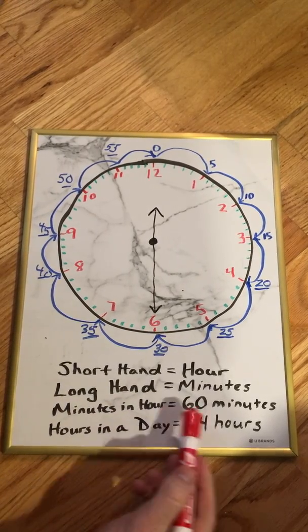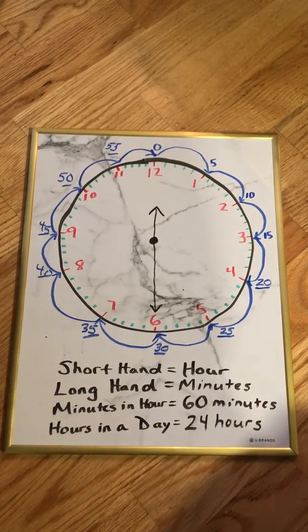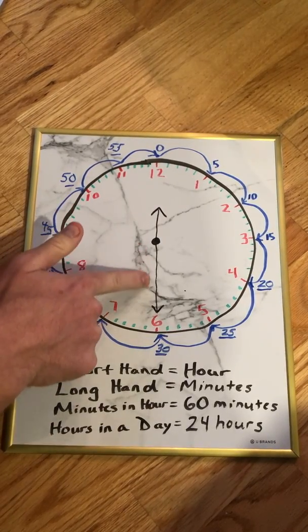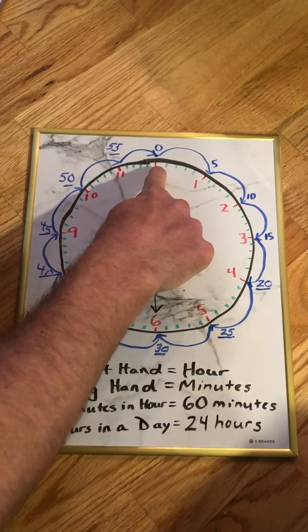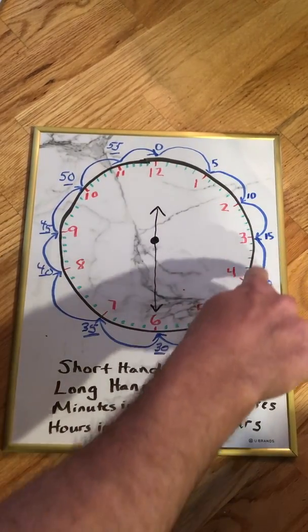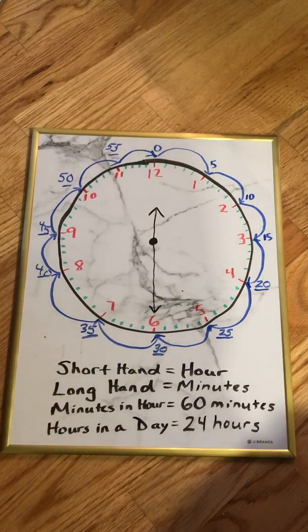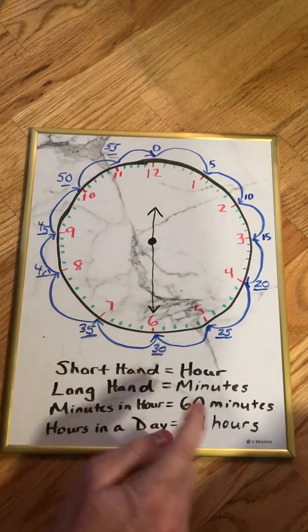How many minutes are in an hour? 60 minutes in an hour. So if we take this longhand, which shows us the minutes, and it goes from 12 and it goes all the way around the clock, and it hits back on the 12, how many minutes has it traveled? 60.